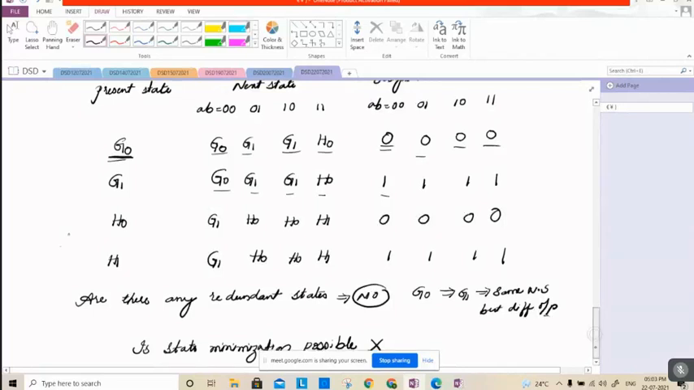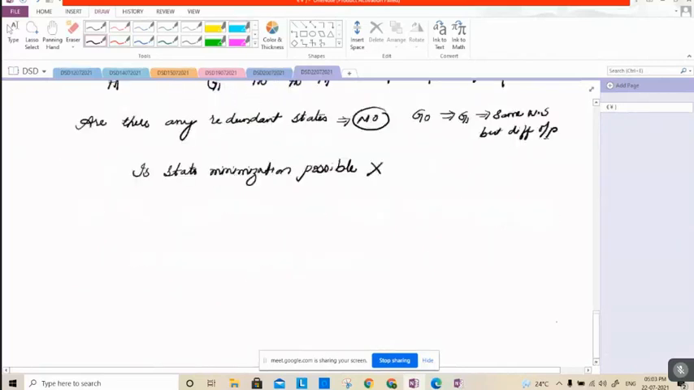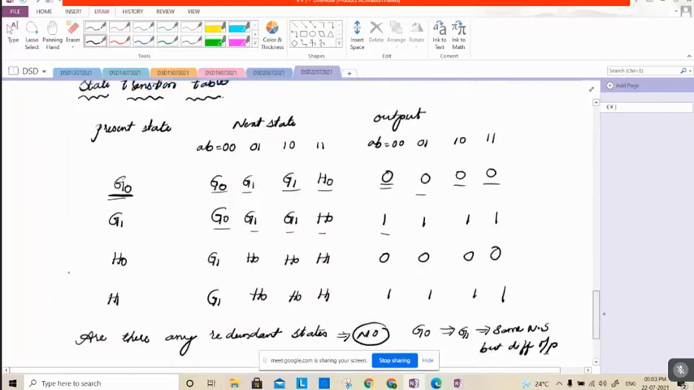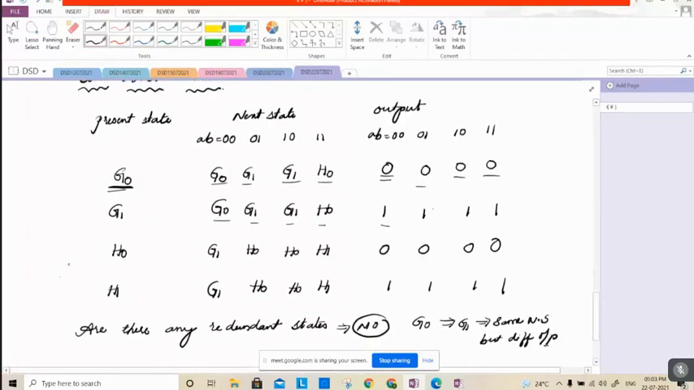Now we need to see, will there be any advantage? What is the advantage in this? That we'll see as we proceed further. Can you realize this particular state transition table with the flip-flops? Can you do it?